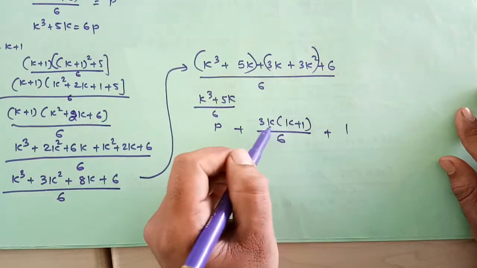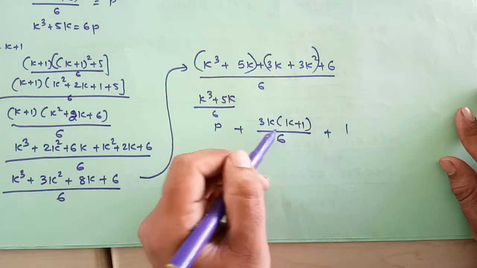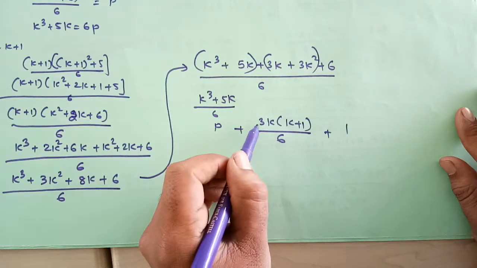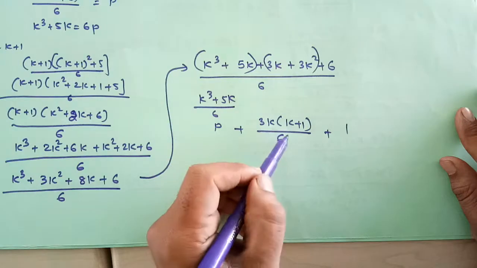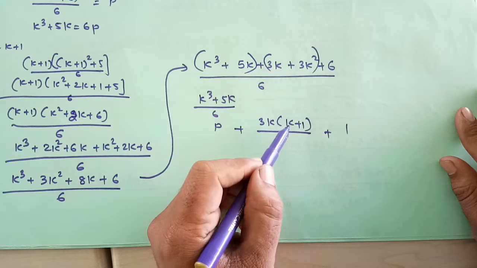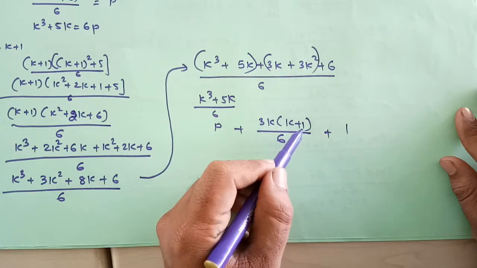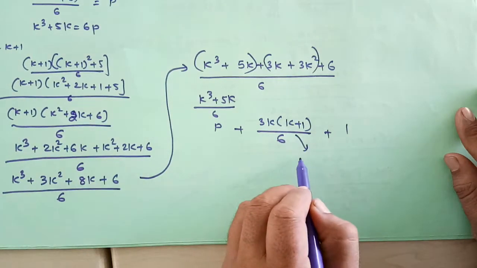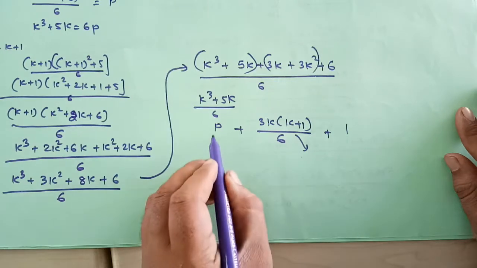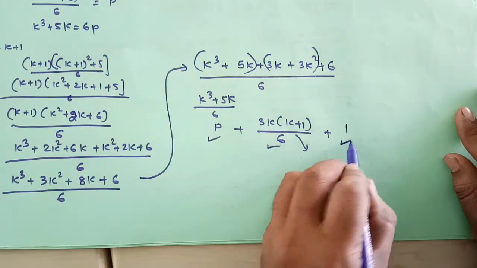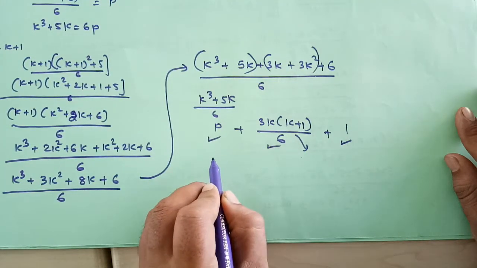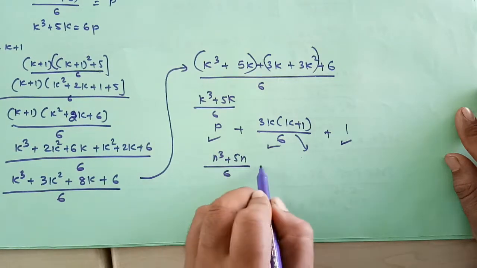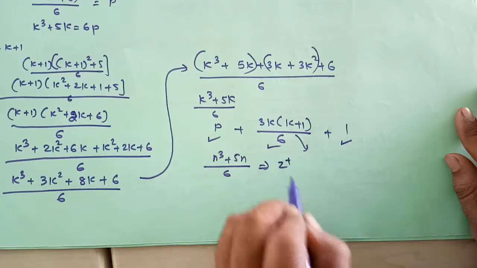So this number, if you take any k, for example, if you take k as 1, 1 into 2 is 2, 2 into 3 is 6, 6 divided by 6 is an integer. K equals 2, if I take 2, 2 plus 1 is 3, 3 into 2 is 6 again. So this is going to be divisible by 6 as well. So if this is an integer, this is an integer, this is an integer, which proves that n cubed plus 5n over 6 is going to be an integer.